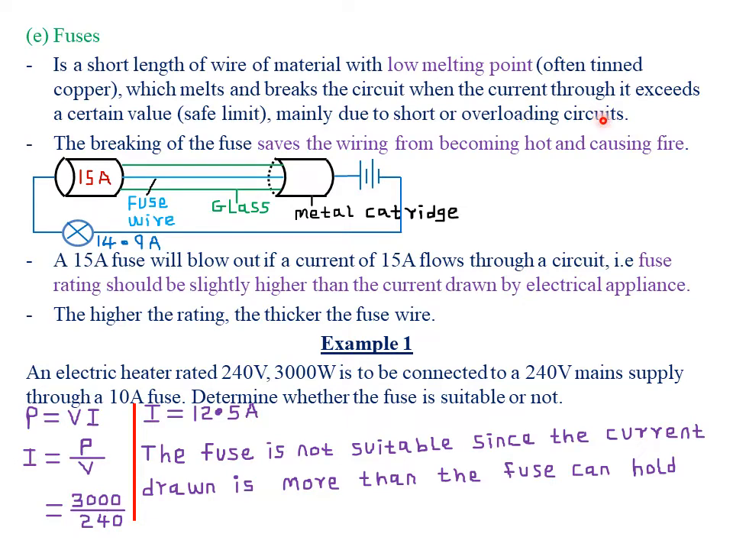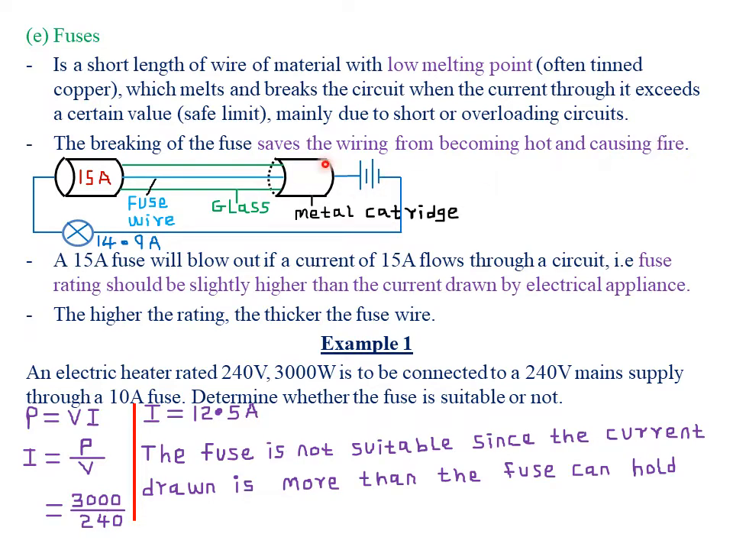That is, connecting more electrical appliances that need more current as compared to the amount of current that has been set by that particular fuse to supply. Or when electrical appliances require a current that exceeds a certain safe value, what we are calling the safe limit. So overloading the circuit and also short circuiting is what can cause the fuse wire to break. So the breaking of the fuse usually saves the wiring from becoming hot and causing fire.